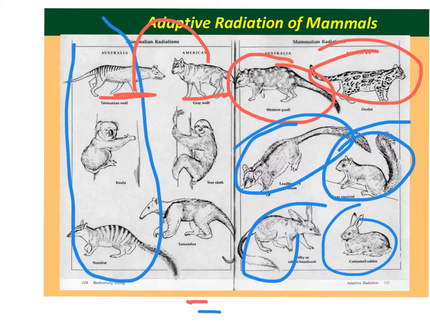The same thing happened with birds. Of course, birds are dinosaurs, but they're the only lineage that actually survived. And they went from probably very few species that survived the mass extinction to more than 10,000 today.